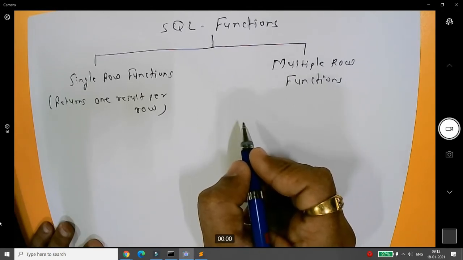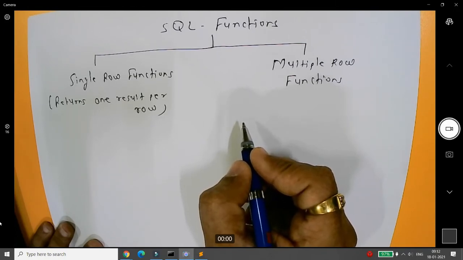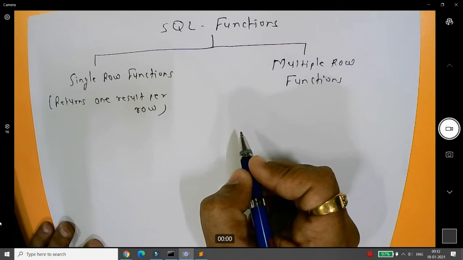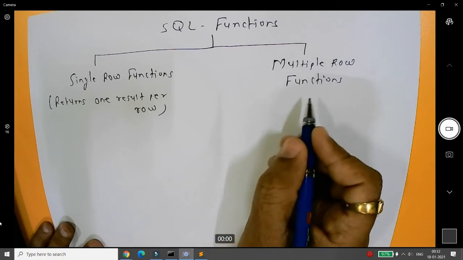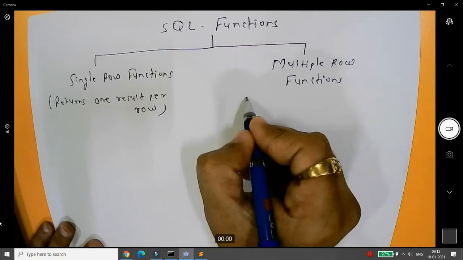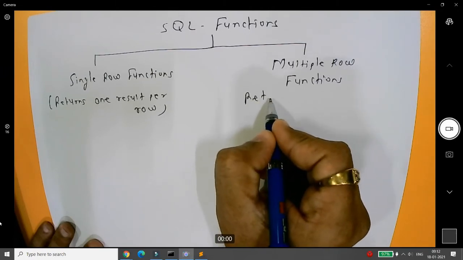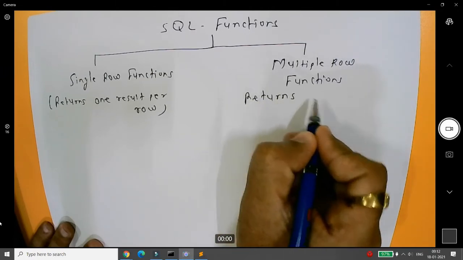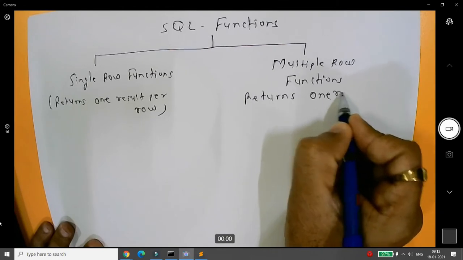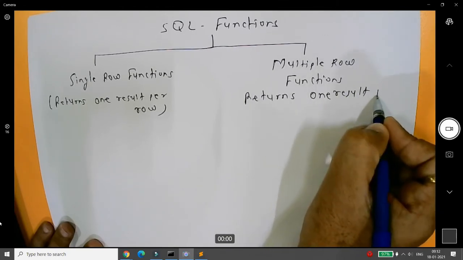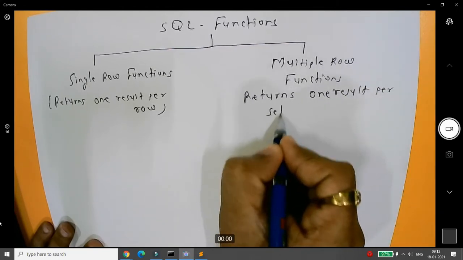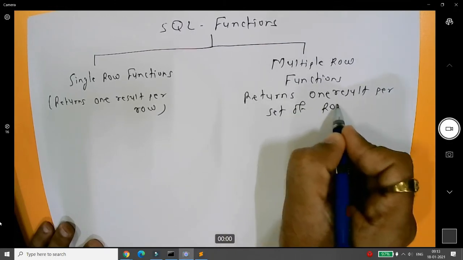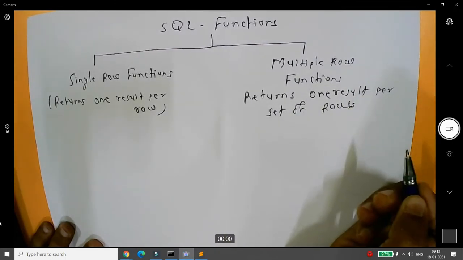If I say I want the sum of the salary, it means one result for a set of records. If I say find the minimum from all the employees, it means one result per set of rows, and that is known as a multiple row function. It returns one result per set of rows.